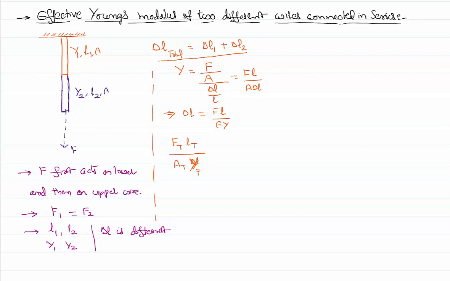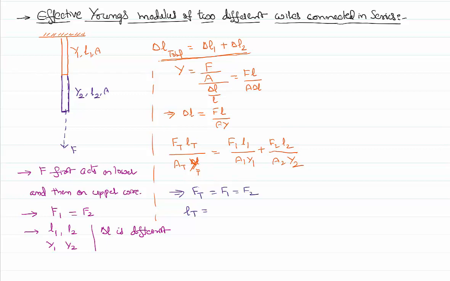Delta L total equals F1 L1 by A1 Y1 plus F2 L2 by A2 Y2. I am simply using this formula and substituting the data that is available for us. But we know the F total, the total force acting on the system, is the force acting on the first one as well as the force acting on the second one.